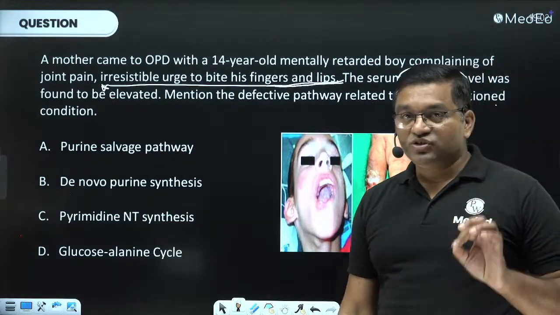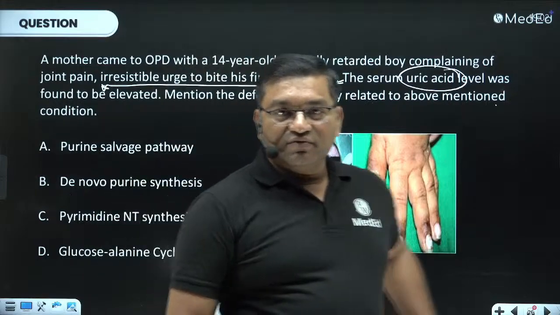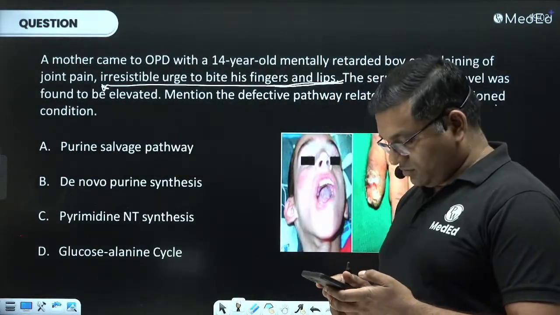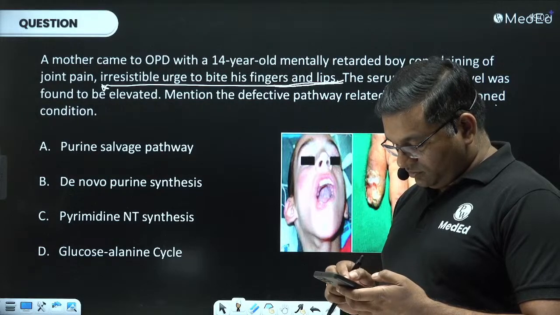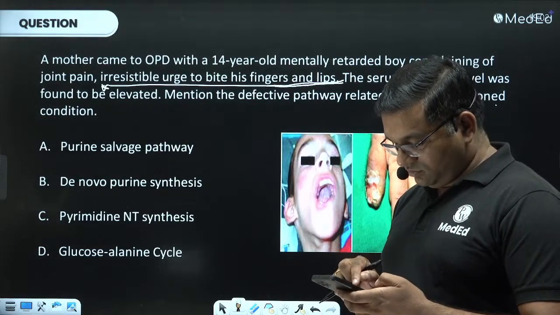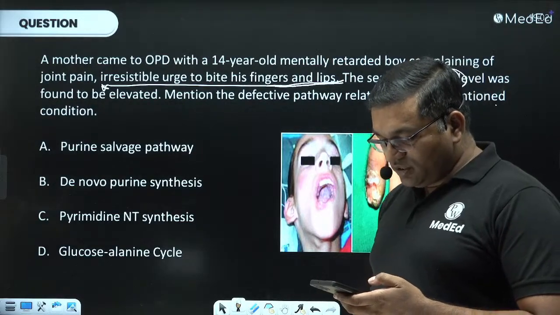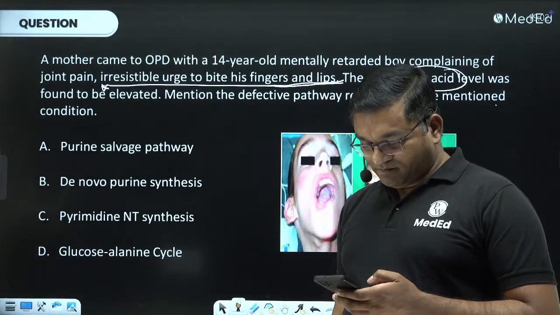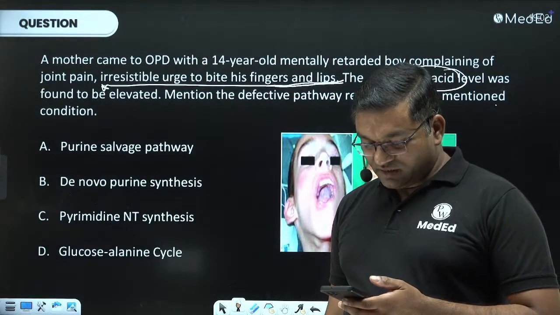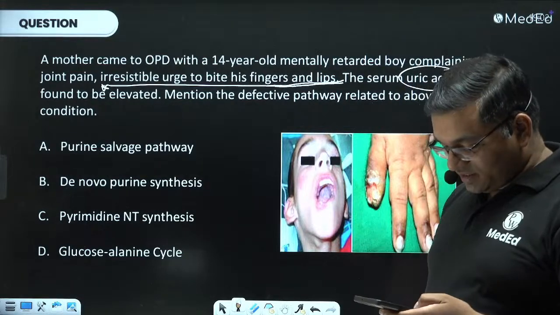Here the pathway is asked, not the disease. So here, what is the answer? What is the disease known as? Yes, correct. It is purine salvage pathway. Purine salvage pathway. Lesch-Nyhan syndrome.